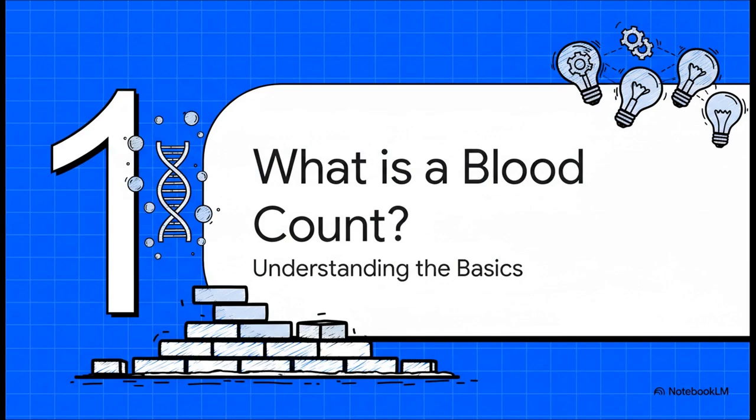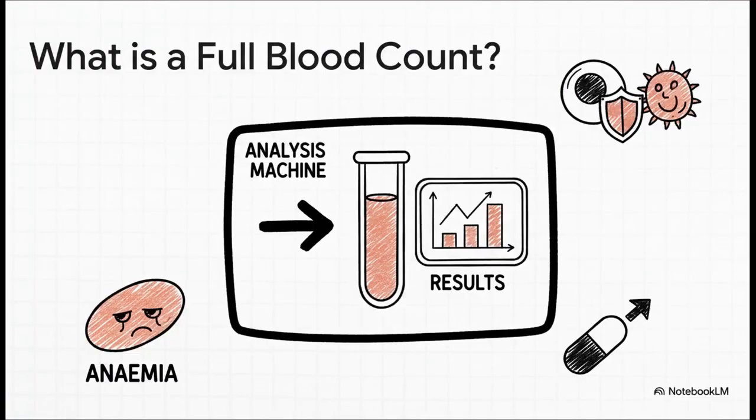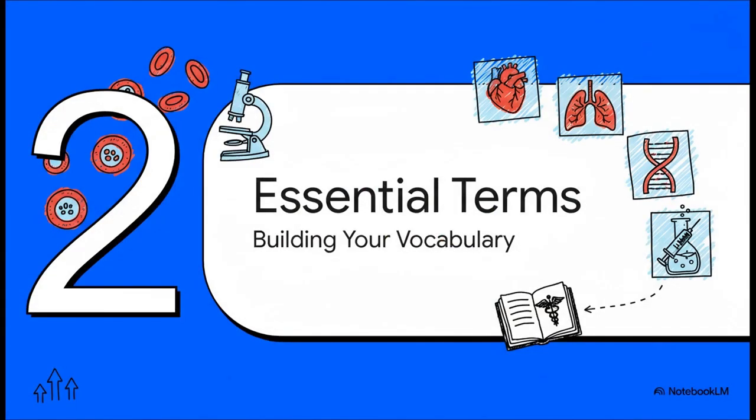All right, let's kick things off with our foundation. You know, really understanding the basics is the key to explaining anything well. So, what is a full blood count, or an FBC? Well, it's one of the most common blood tests for a reason. It measures all the different types of cells in the blood, which gives us this powerful snapshot of a patient's health. I mean, with this one test, we can check for infections, diagnose anemia, monitor conditions, and even see how someone's body is responding to a new medicine. It's incredibly useful.